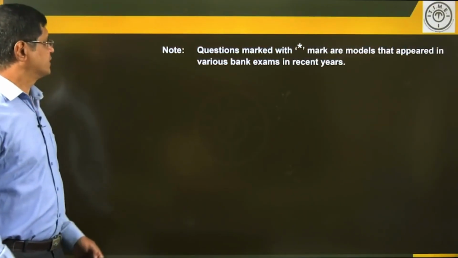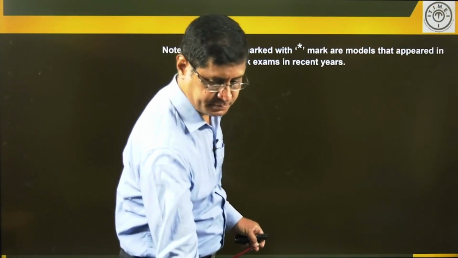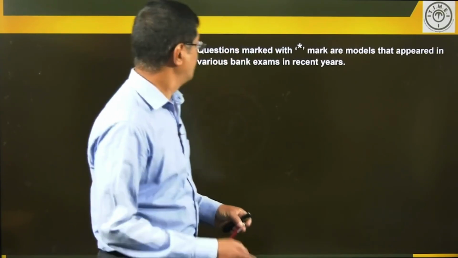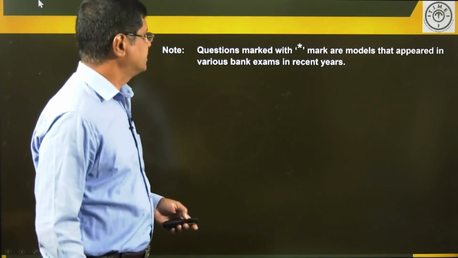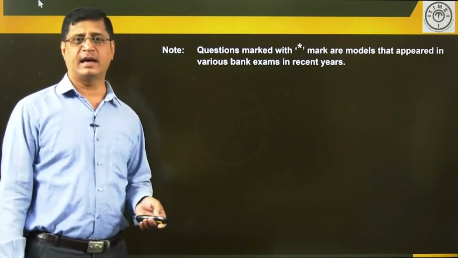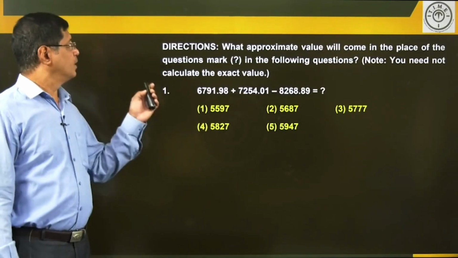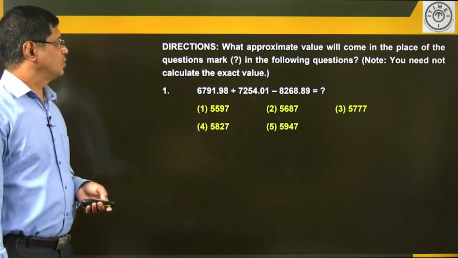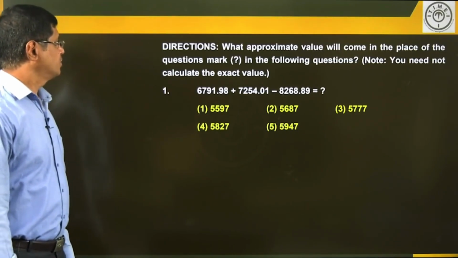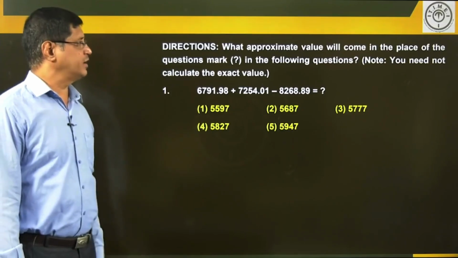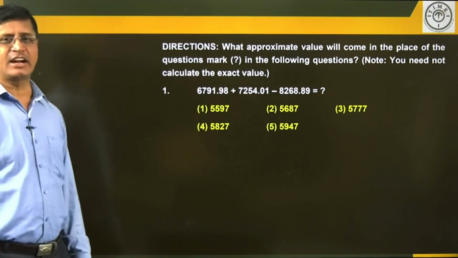Now look at the first question. Here a note is given. Just observe the note. Questions marked with the star mark are models that appeared in various bank exams in recent years. Okay, look at the directions. What approximate value will come in the place of the question mark in the following questions? Note, you need not calculate the exact value.